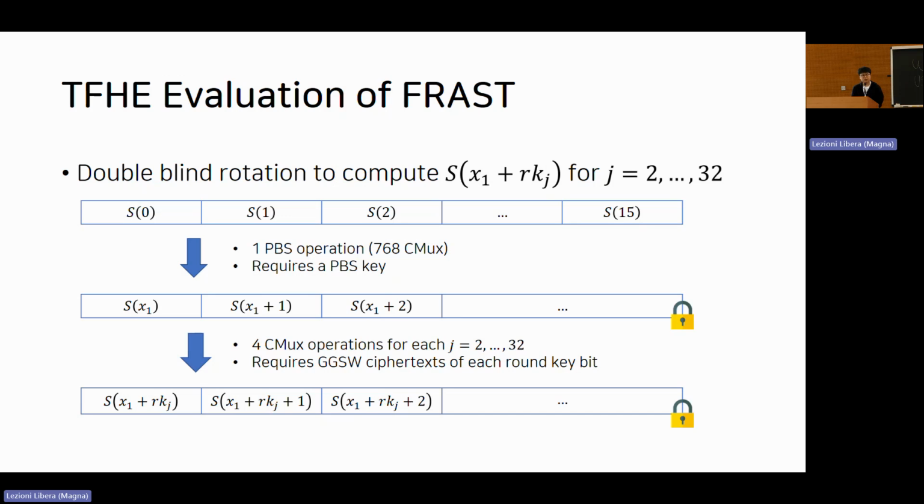For the first rotation, the X1 value is given as an LWE ciphertext, so it requires one PBS operation. But for the second rotation, to do it efficiently, the client sends the GGSW ciphertexts of all the round keys. Because the round key is fixed for each master key, the number of round keys is limited, and the client sends it to the server in the setup phase.